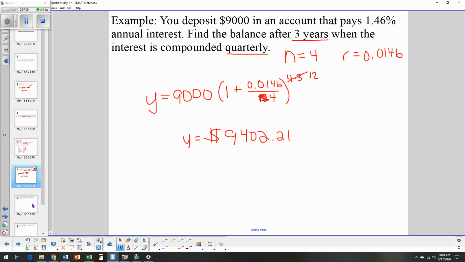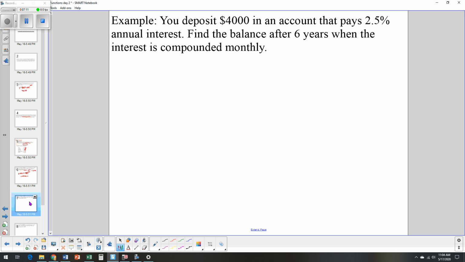All right, let's try another one together. You deposit $4,000 in an account that pays 2.5% annual interest. So I'm going to write my R right away. 2.5% is 0.025. And then find the balance after 6 years. So that's my T. When the interest is compounded monthly, N, the number of months in a year, is 12.